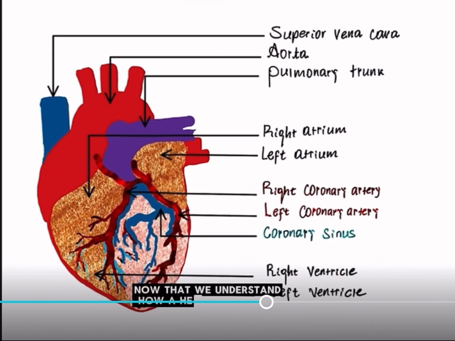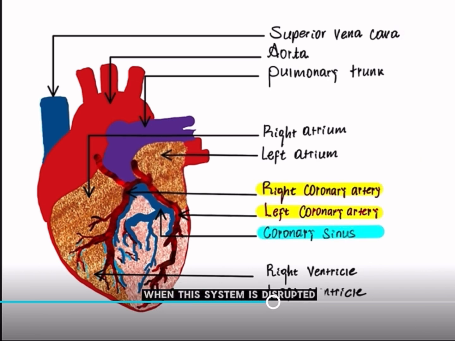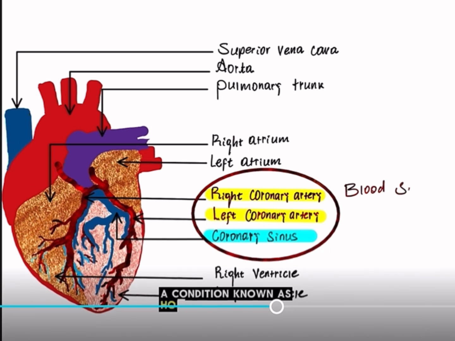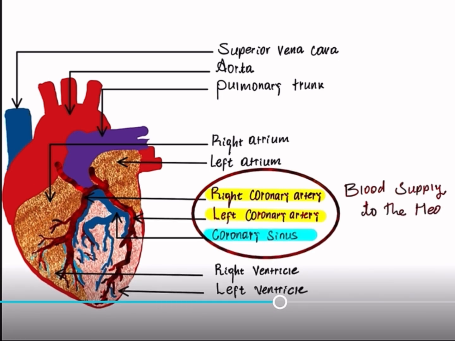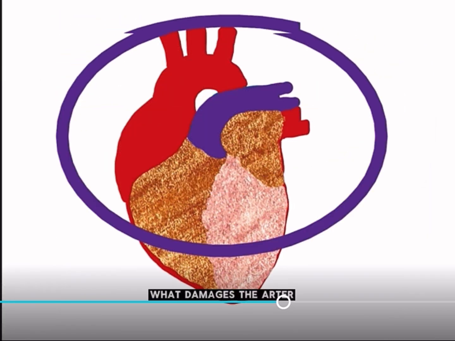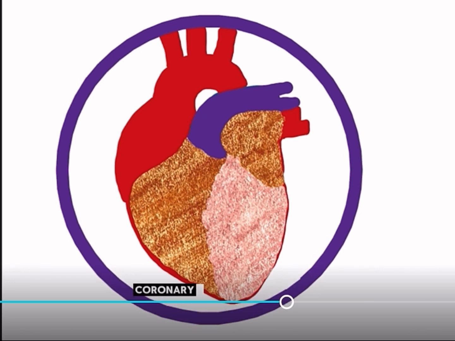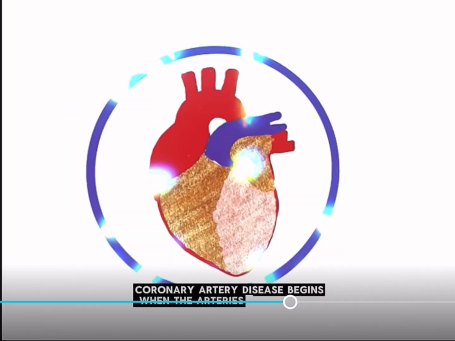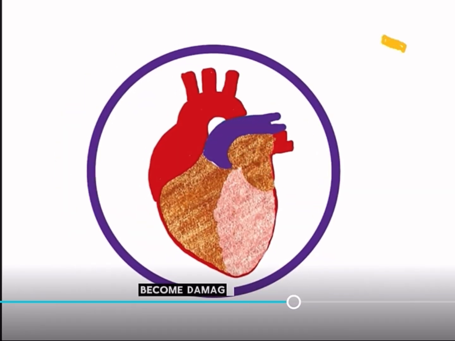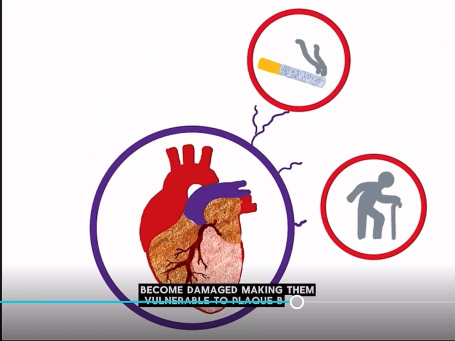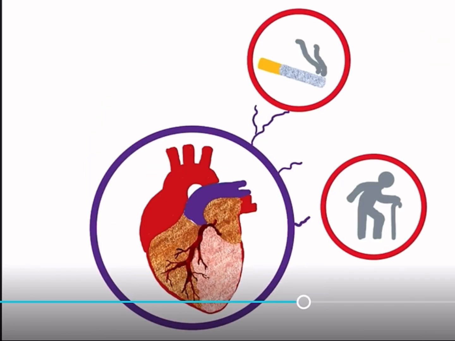Now that we understand how a healthy heart functions, let's take a look at what happens when this system is disrupted, a condition known as homeostatic imbalance. What damages the arteries? Coronary artery disease begins when the arteries supplying blood to the heart become damaged, making them vulnerable to plaque buildup. Several factors contribute to this damage.